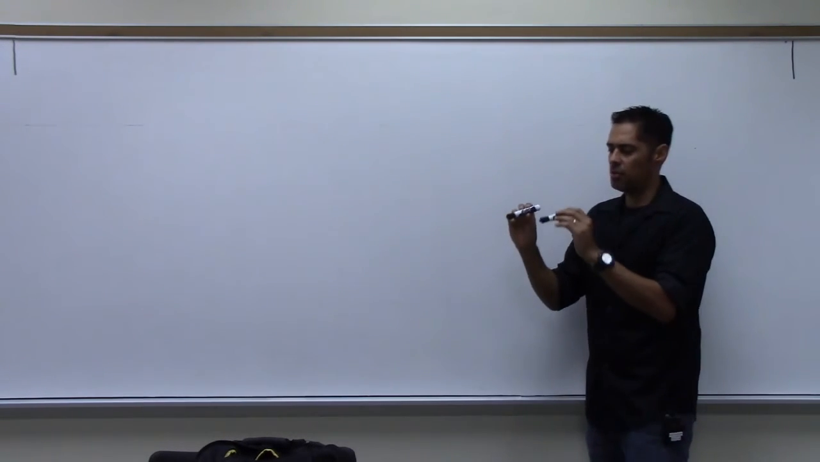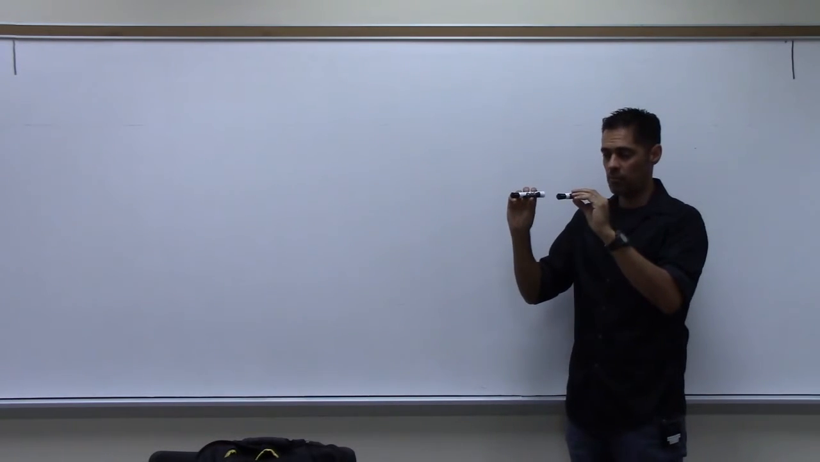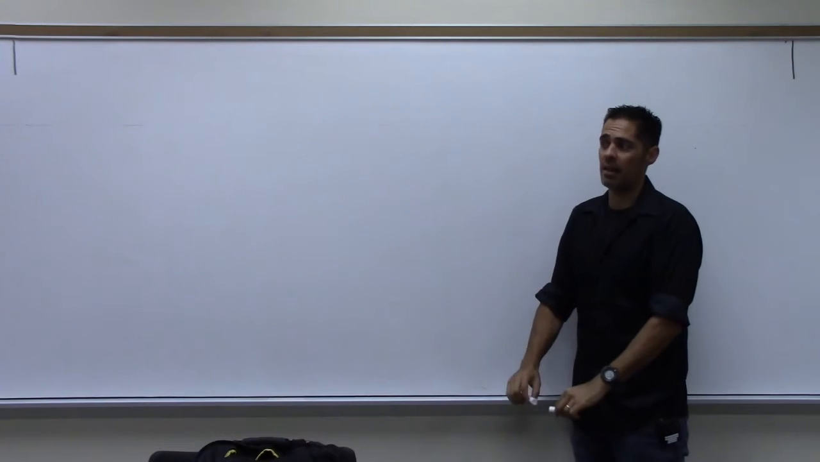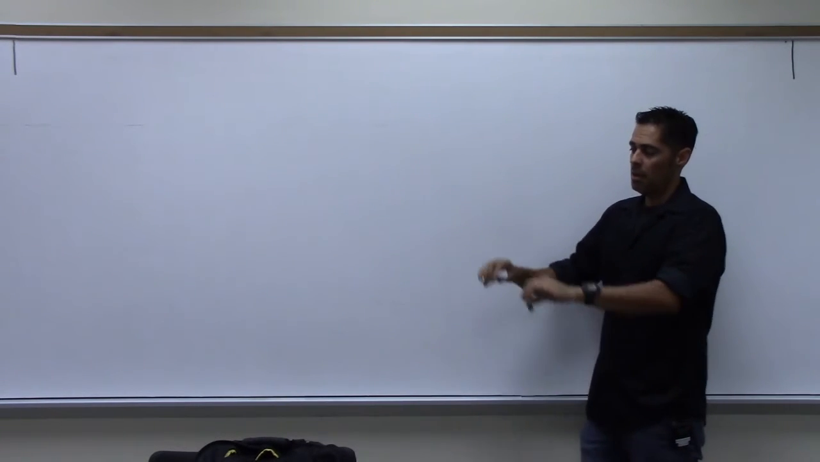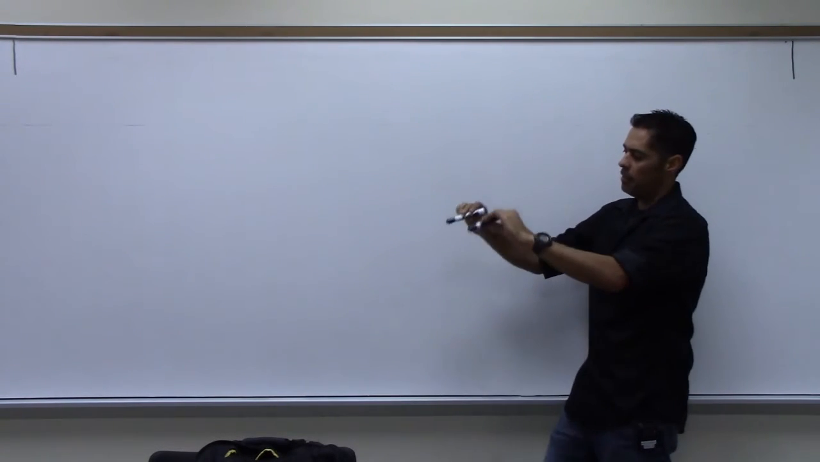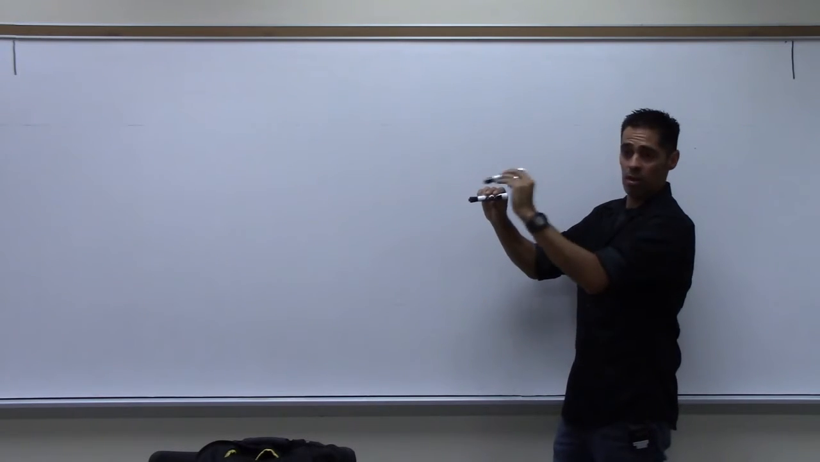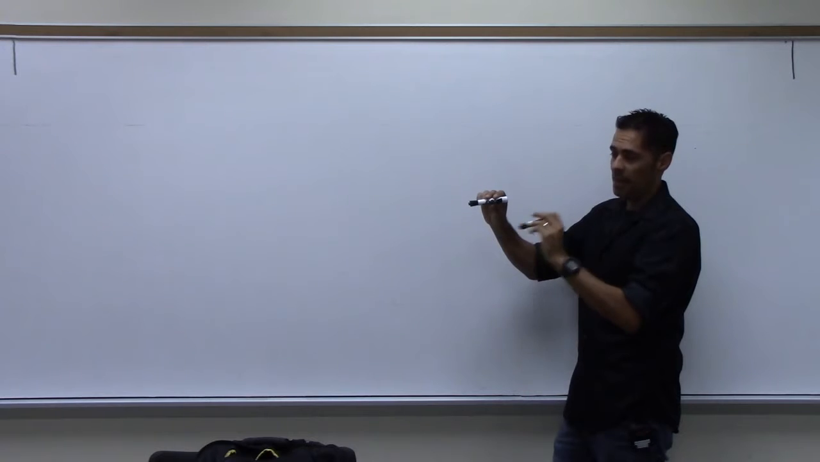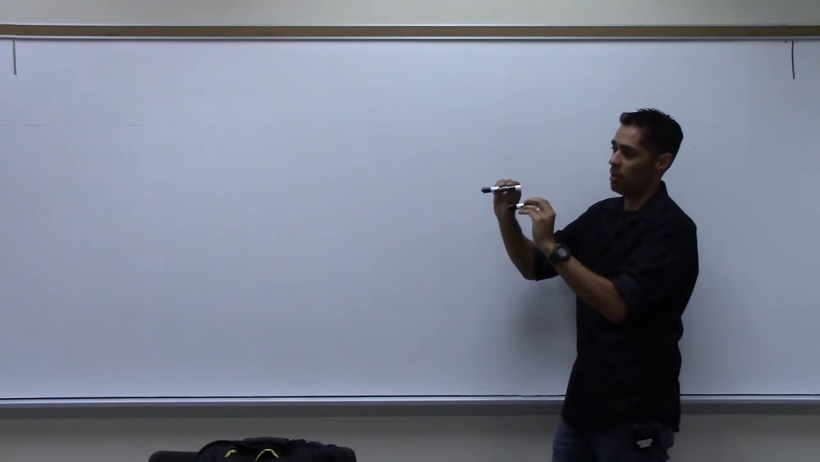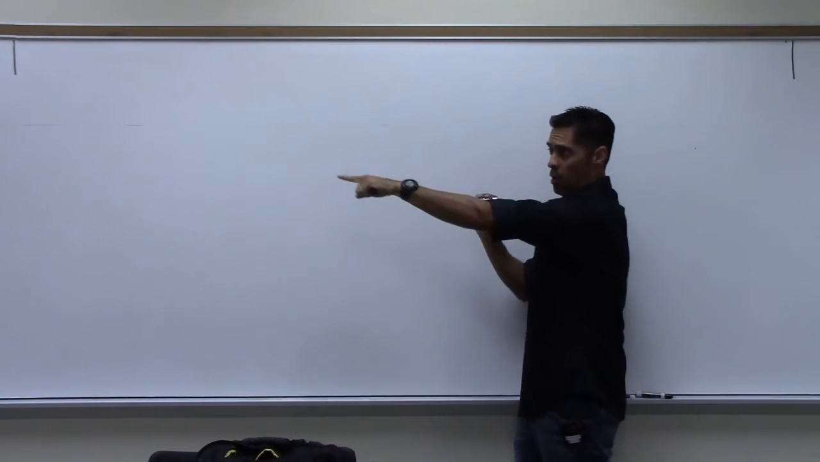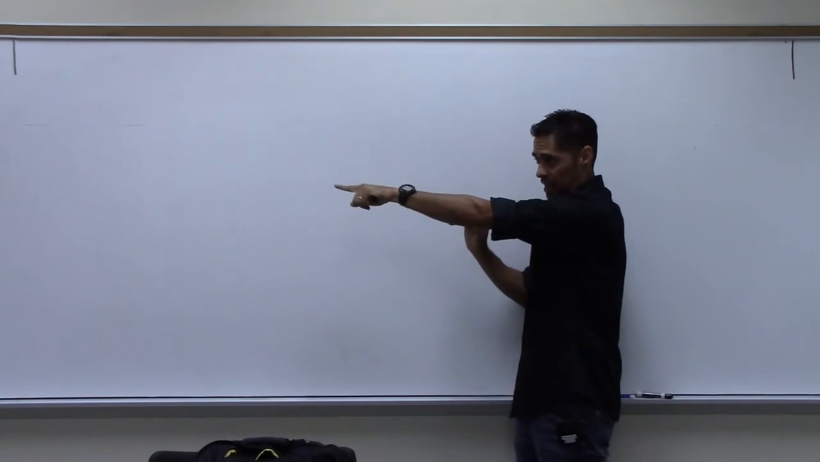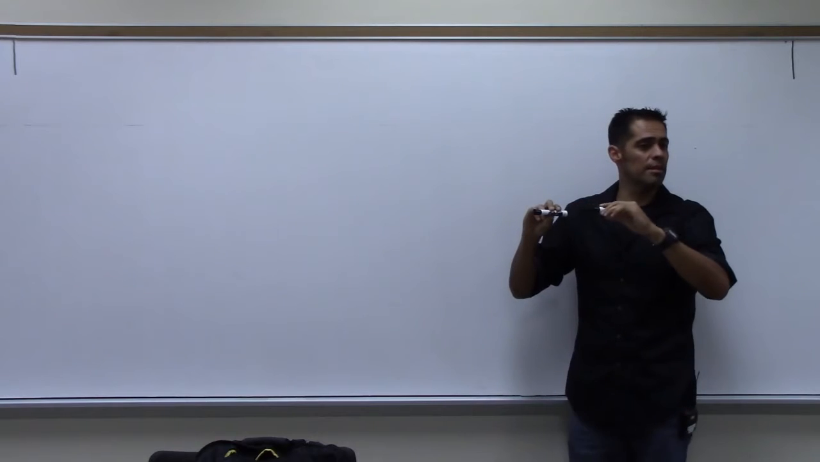Let's say I take these two markers and I drop them exactly the same time. They will both hit the ground exactly the same time, right? Yeah, we all agree? All right. So what if I take this marker in my left hand and I drop it, and at the exact same time I take this marker and throw it that way, horizontally, as fast as I can? Which one will hit the ground first?